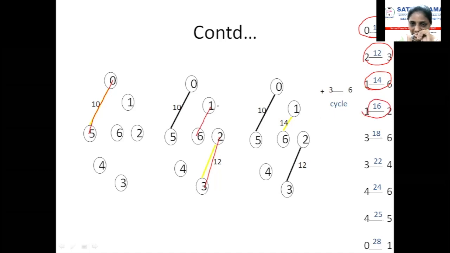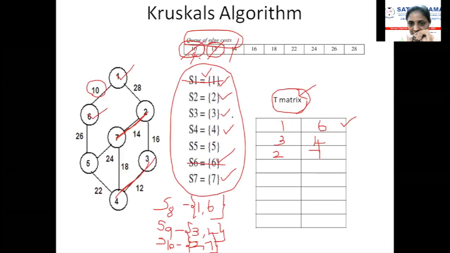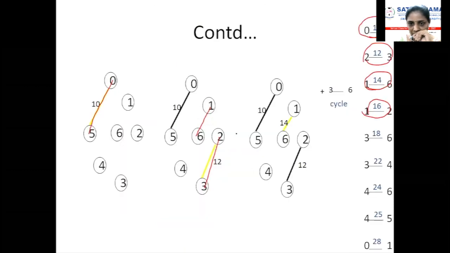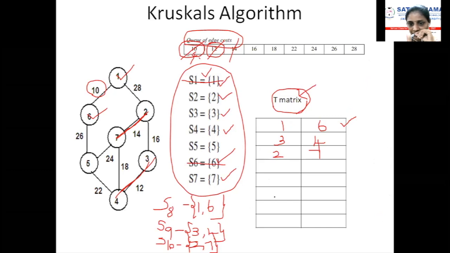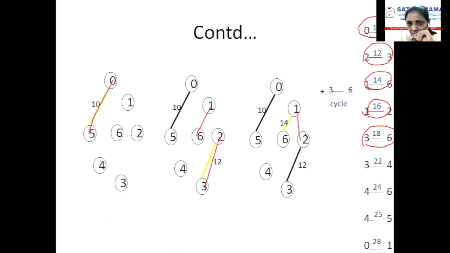16, different sets. Why? Because 1 and 6 are in one set, and 2 and 7 are in a different set. So S8 and S10 are not in the same set, so you are going to attach 1 and 2. Okay, next 3 and 6. Now check 3 and 6. You have connected S8 and S10. Now you have a new set called S11, which includes 1, 6, 2, and 7. Now they belong to the same set. They form a cycle. So you're not going to attach it.